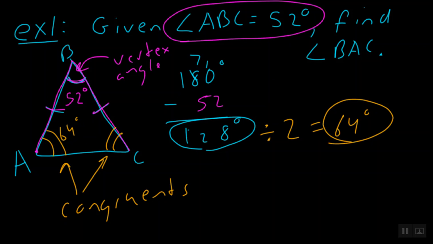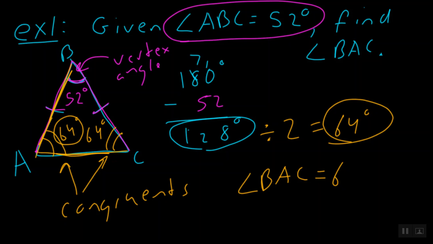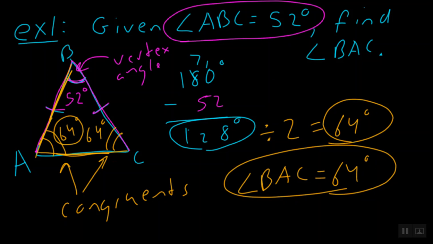So I say, okay, well that's 64 and that's 64. And our question was, what is the measure of angle BAC? So you'll notice that from B to A to C, we're asking about that one. It will be 64 degrees. Pause this, finish taking any notes. Let's move on to example 2.